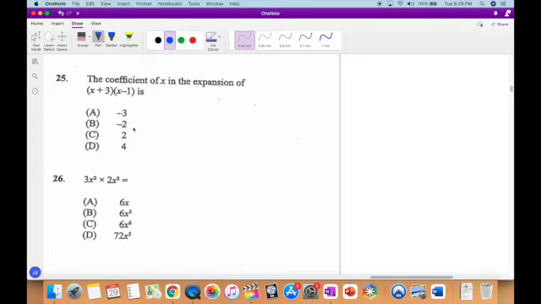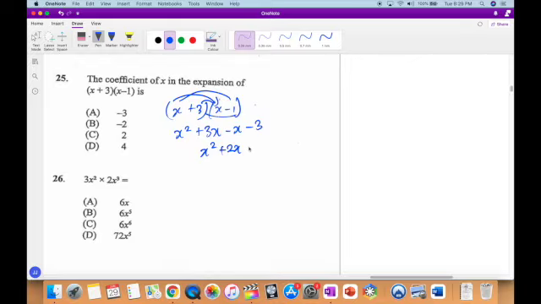The coefficient of x in the expansion of that. So x plus 3 into x minus 1. So that's x squared plus 3x minus x minus 3. So we end up with x squared, 3x minus x is plus 2x, minus 3. So we can see here the coefficient of x, not x squared, but x, is positive 2.